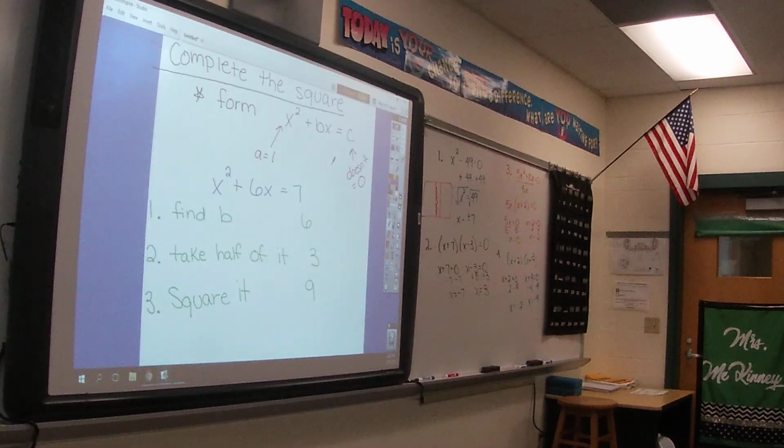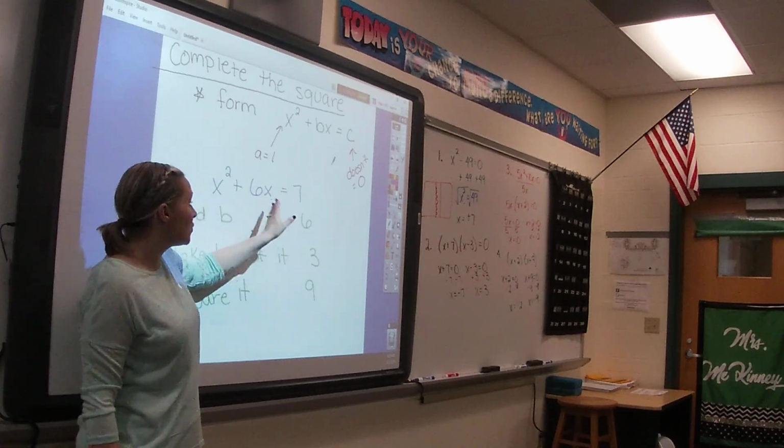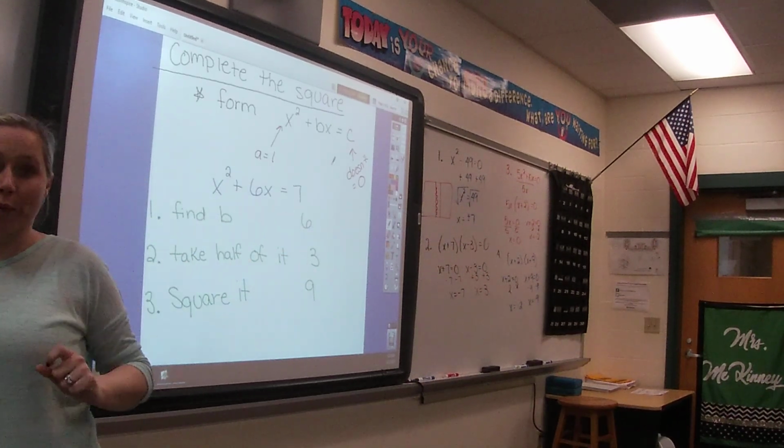These 3 steps right here are the part that makes it possible for us to write this as a perfect square trinomial. So if you mess up one of those first 3 steps, which you can use a calculator for, just make sure you do it right. You have to get this right to be able to turn this into a perfect square trinomial.